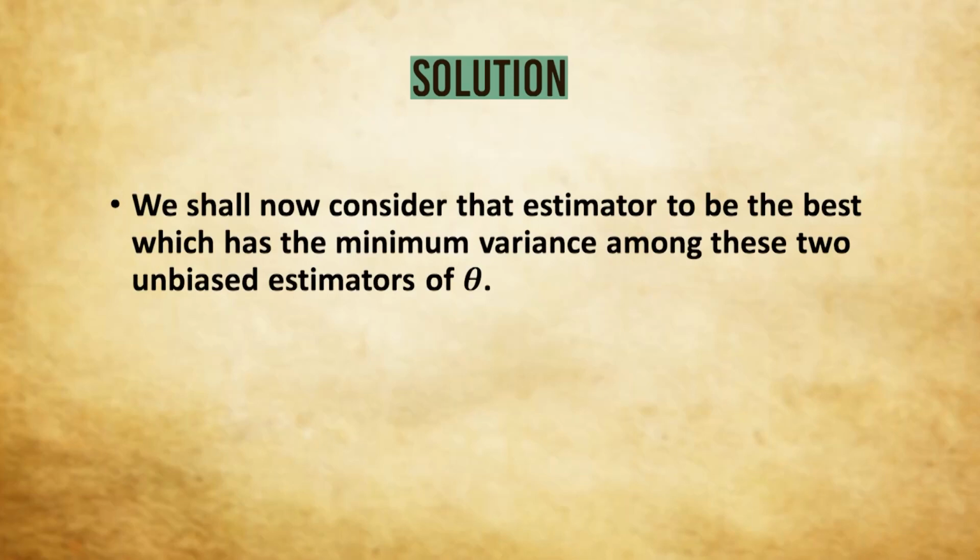Now we have to choose the best among these 1 and 3. That means we have to go to the second criterion, the criterion of minimum variance. We'll consider that unbiased estimator to be the best which has the minimum variance among these two unbiased estimators of theta. So we have to compute the variances of these two unbiased estimators.